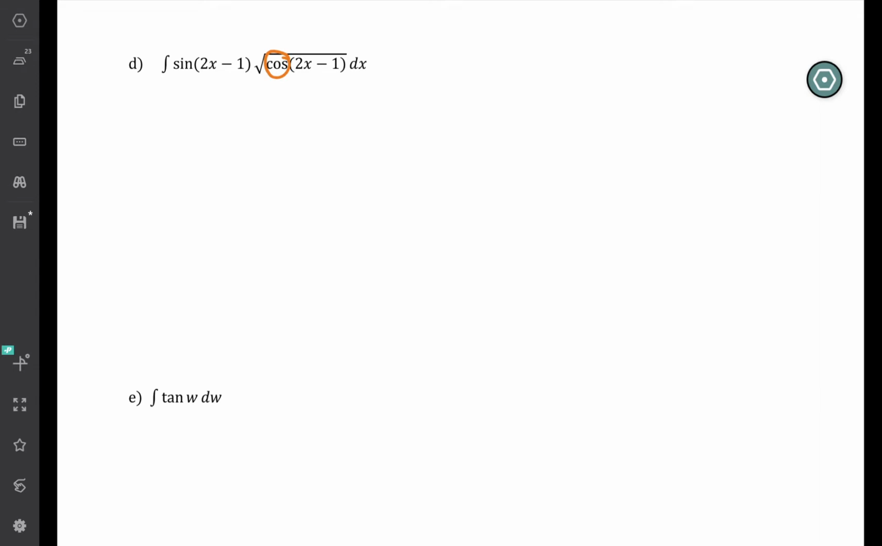so that's definitely composition. And if I'm going to claim that the cosine is my inner function, I see that outer function sine of the same stuff floating around. So I like that as a candidate. What's slightly tricky here is that that cosine function is actually composed with a 2x minus 1 as well. So I would say you are allowed to do substitution twice.